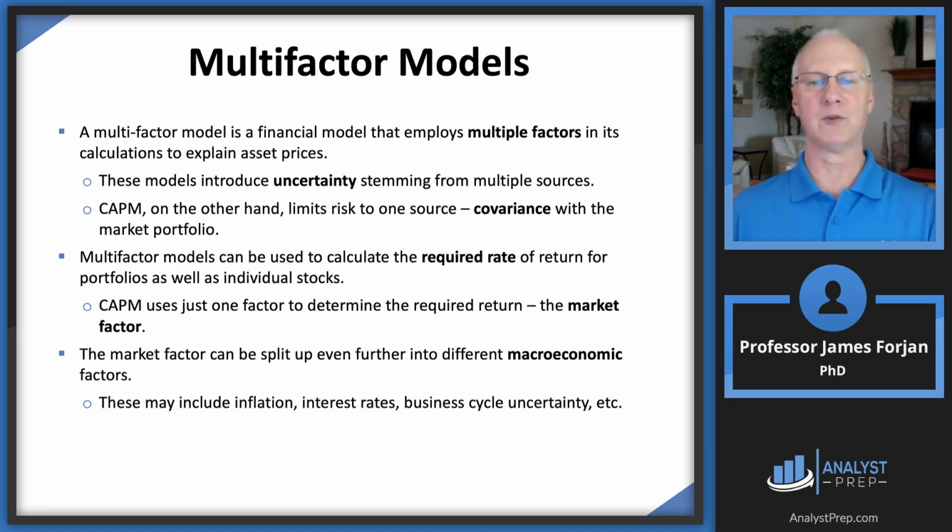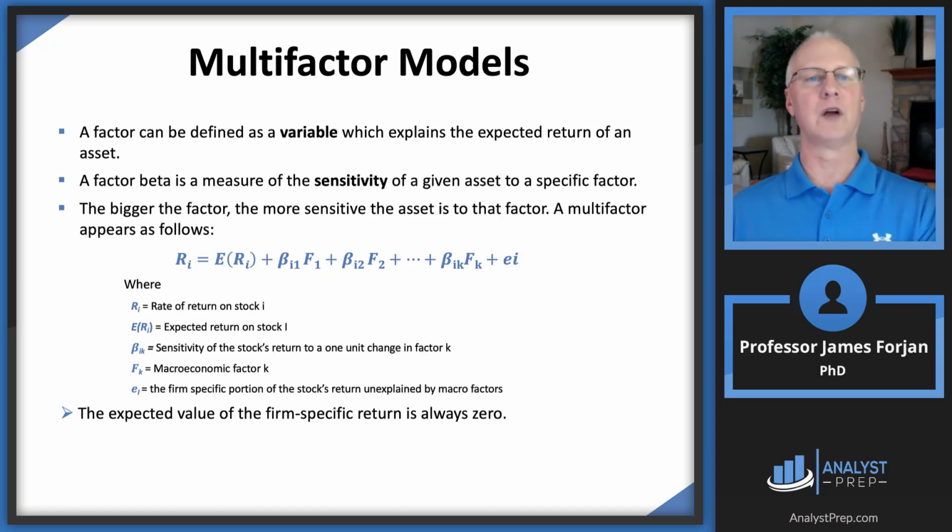And look at my bottom circle point there. I've got a couple of examples: inflation and interest rate, business cycle uncertainty. What else did I just say? Exchange rates, whether there's a Democrat or a Republican in the White House. All sorts of factors that will play a role in determining the rate of return that you can reasonably expect to get out of a share of stock or a portfolio of stocks.